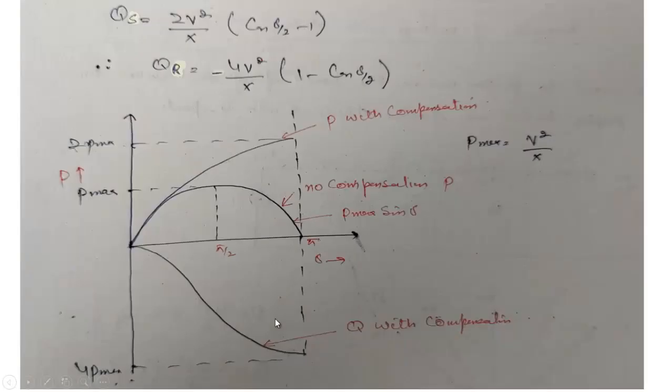Keeping these things in mind, when we plot this, this is the P with no compensation, its curve will be like this as we have seen earlier, and this is the P with compensation. In this case you can see its maximum value will be equal to twice P max. The power transfer depends on delta by 2, so it only changes from 0 to pi by 2 to reach its maximum value. So that is the advantage of this.